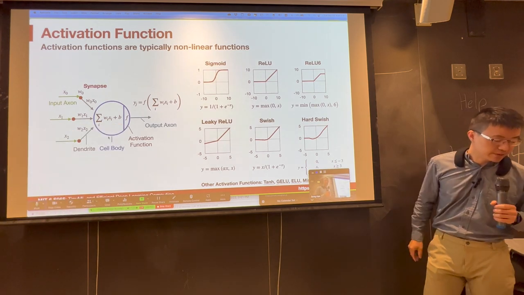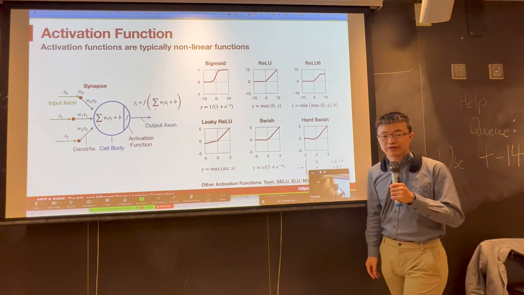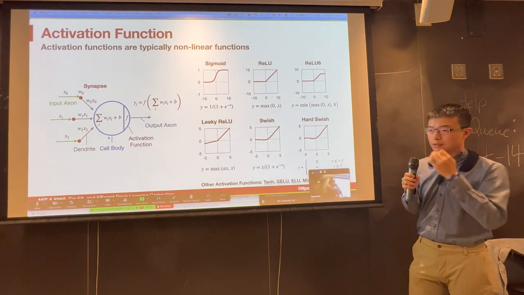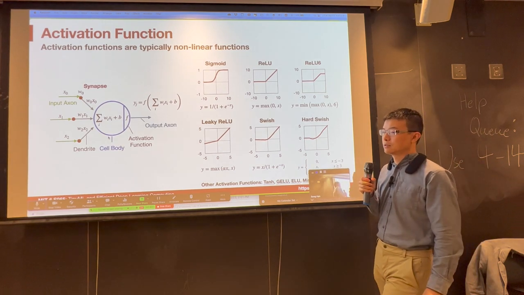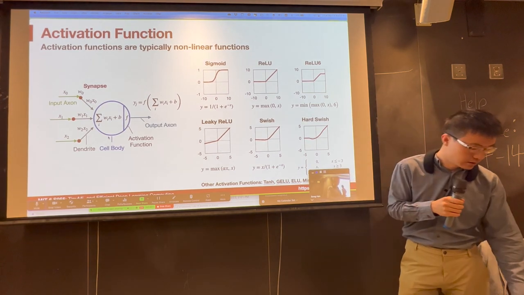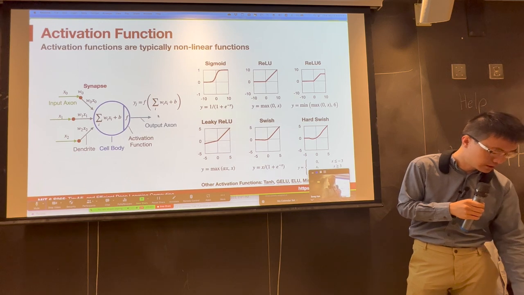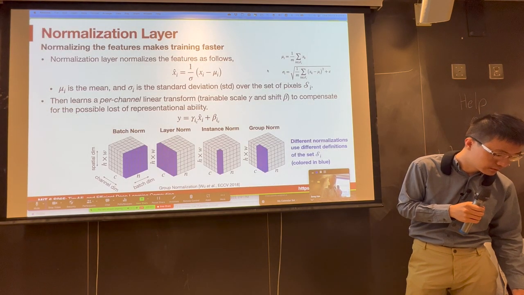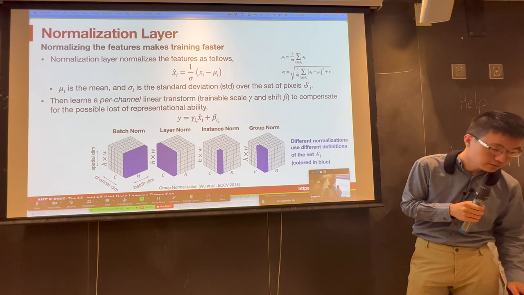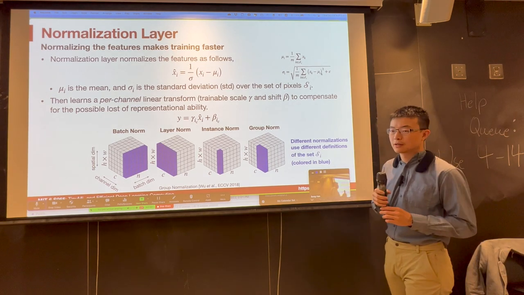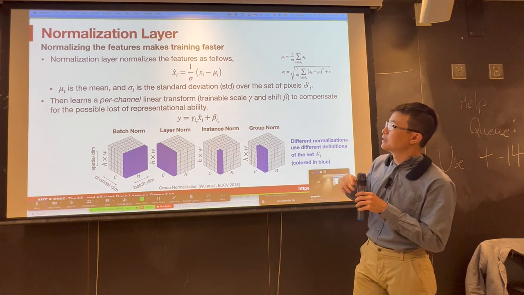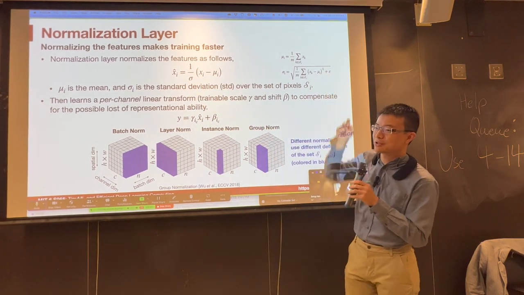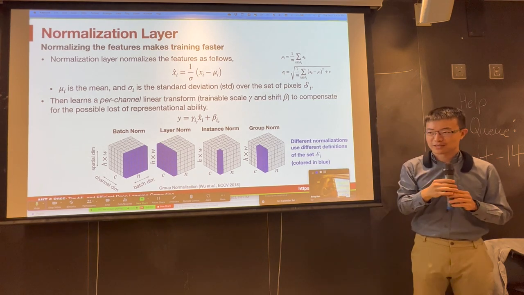Okay, so let's now introduce the activation functions. Question here. On the previous slide, in the definition of standard deviation, what is the epsilon? It's a small number to make sure that the square root doesn't... You don't want to divide by zero. Yeah, right. So we want a very small number to prevent you from dividing by zero. Okay.